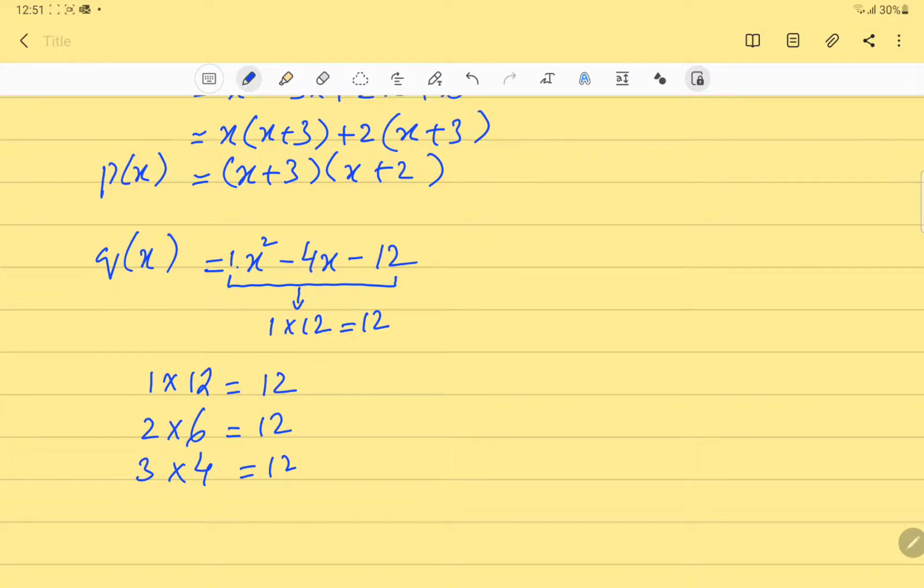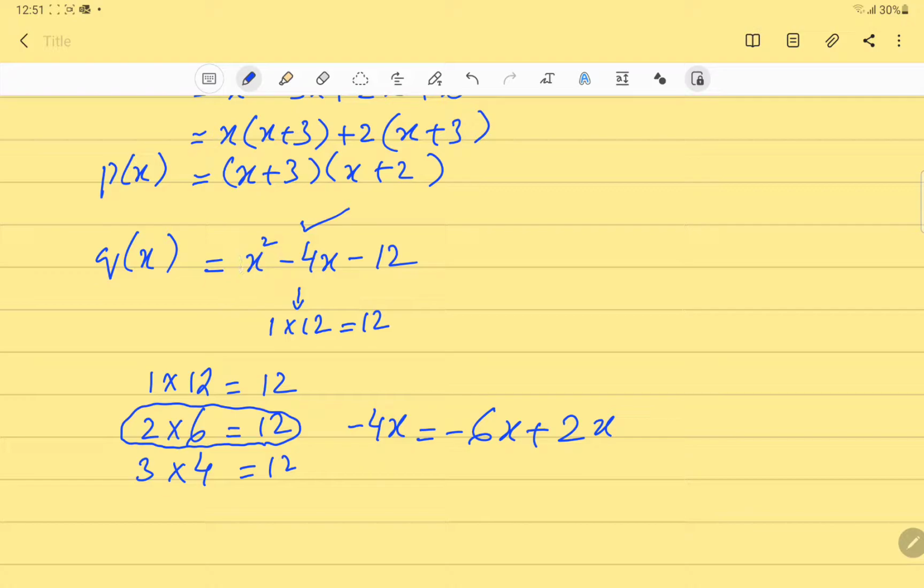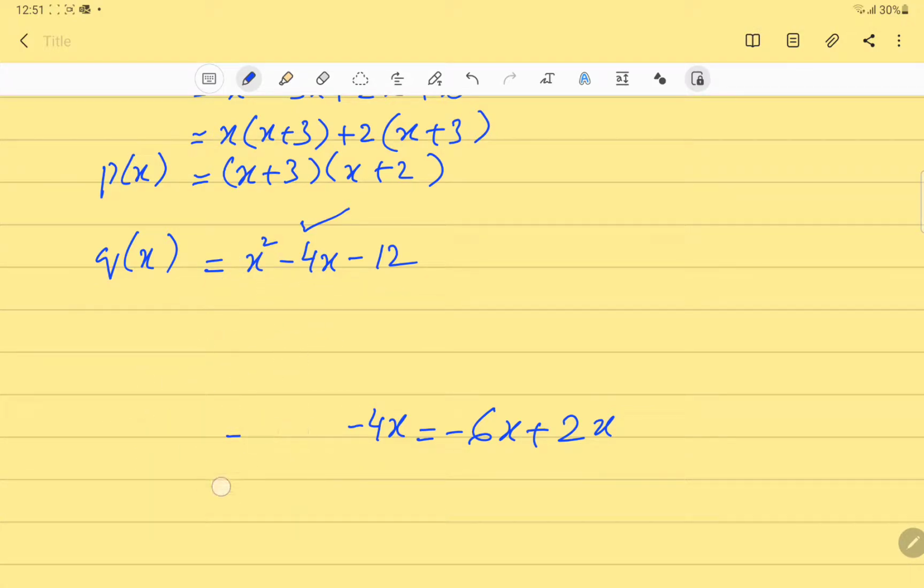Now we have to check which one of these, when we add or subtract, gives us minus 4. Obviously the second one, this one. So what we can do, we can substitute minus 4x with minus 6x plus 2x. So we will replace minus 4x with minus 6x plus 2x minus 12.